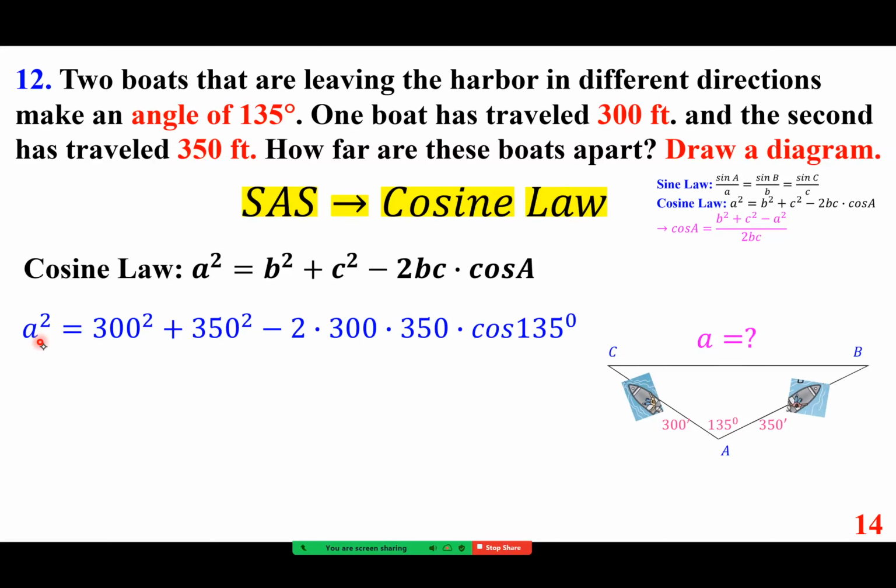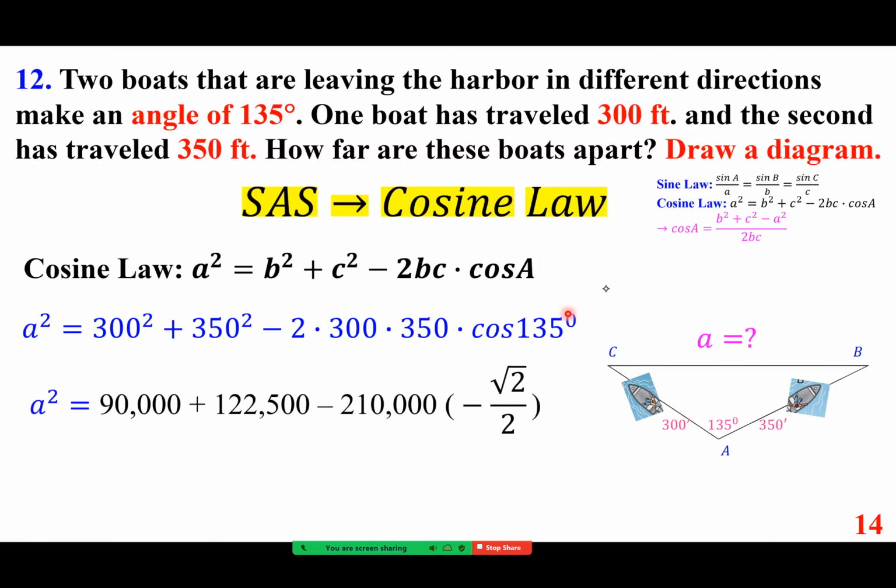So these are the values. Of course, cosine of 135 is the same as cosine of 45, but negative in the second quadrant. So that's why I wrote it's a common angle, minus square root of 2 over 2. You take a root of this number and you get almost 601, so 600.83 feet.